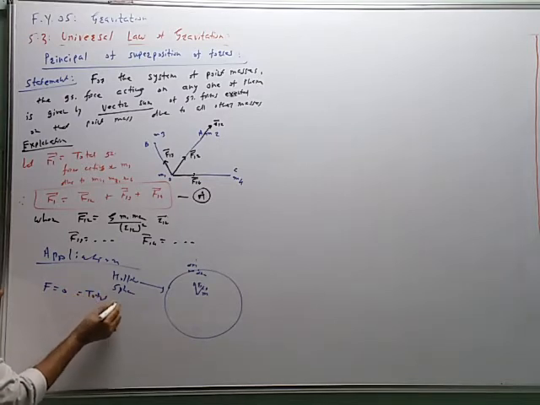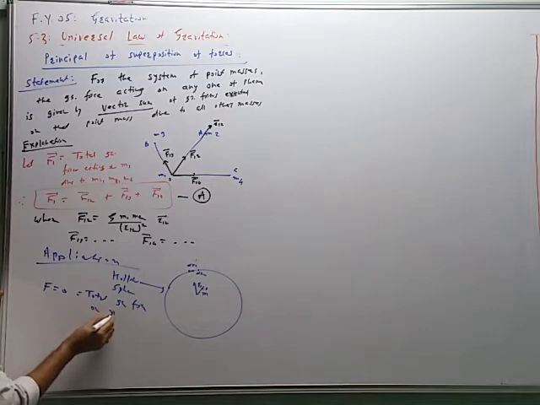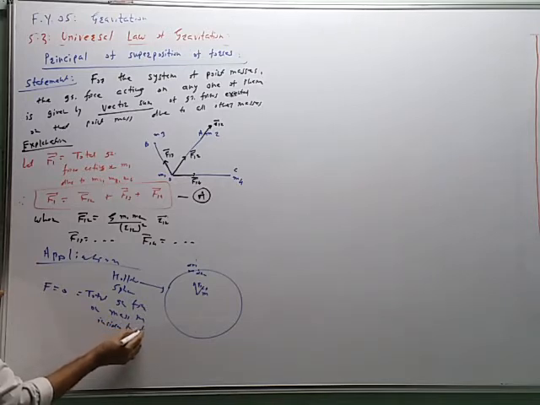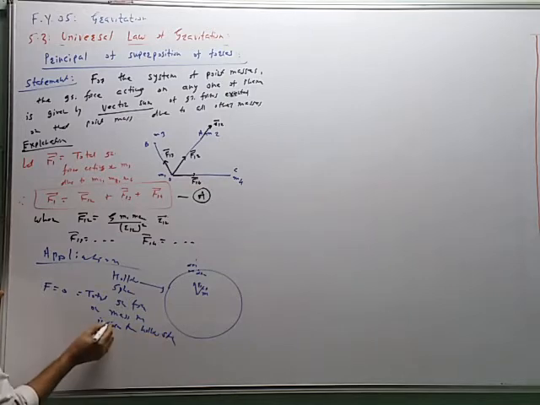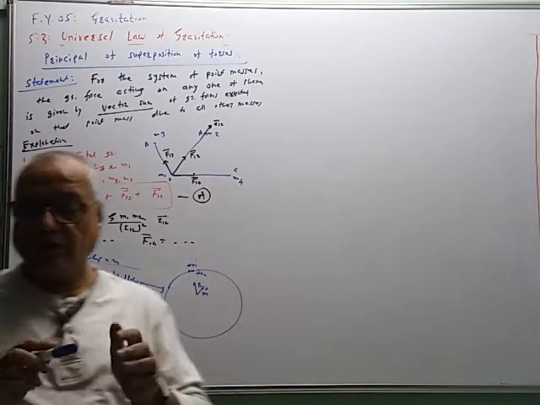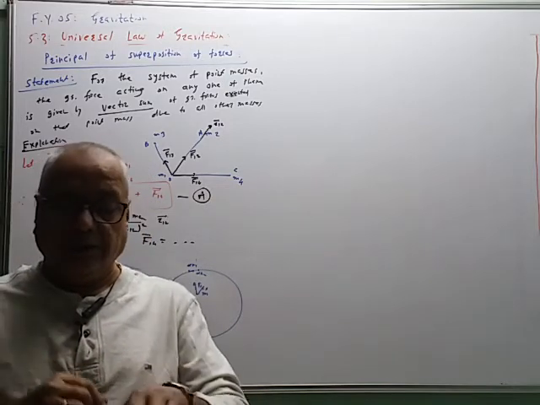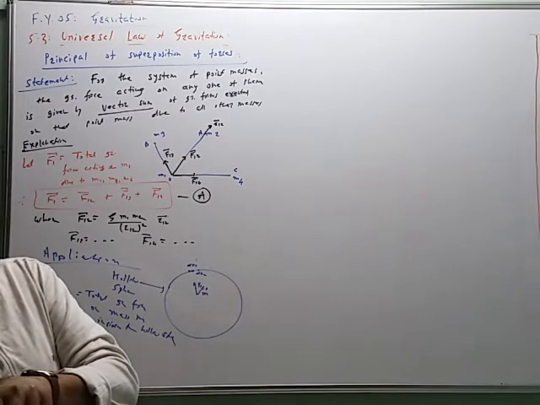Total gravitational force on mass m inside the hollow sphere is zero, like this. Now note this point.